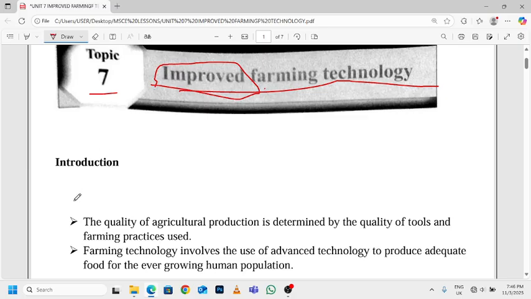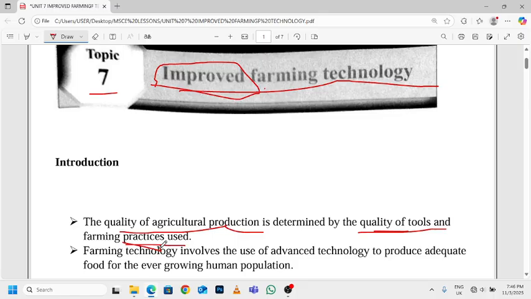So we should first of all understand that the quality of agricultural production normally would determine the quality of tools and farming practice that you are using. So the yield that you are going to get, either when you have grown crops or when you are raising livestock, the amount of the yield or the production will be determined by, one, the quality of the tools that you're using, as well as the farming practice.